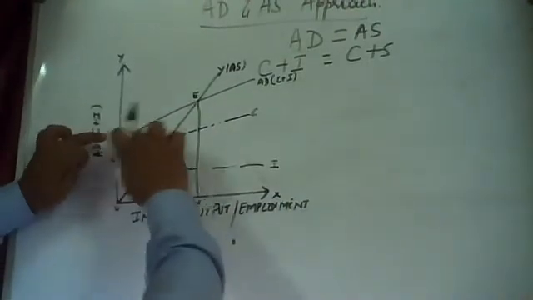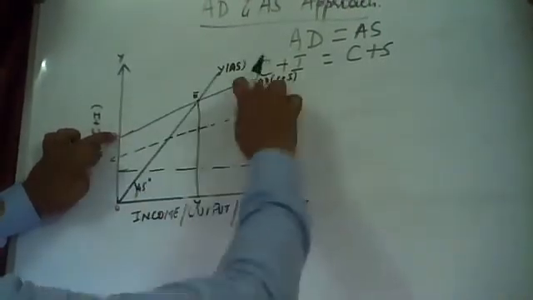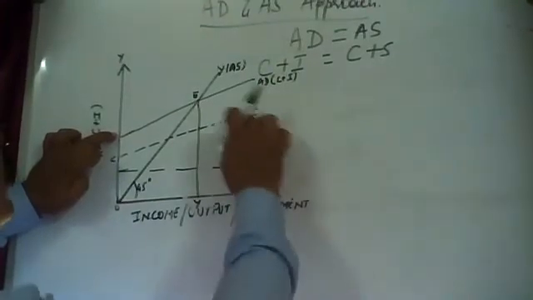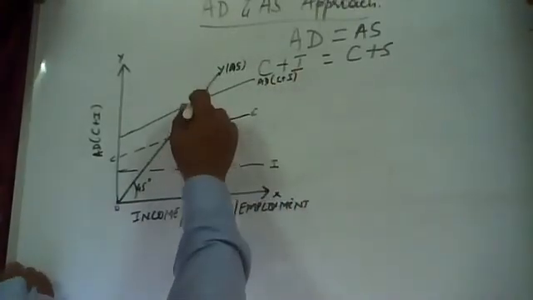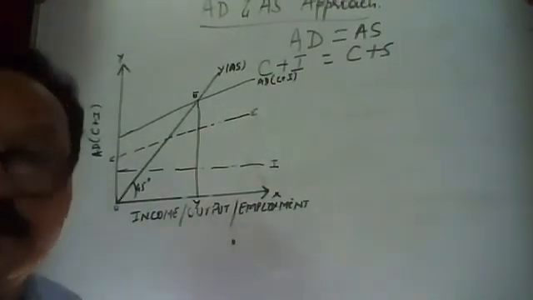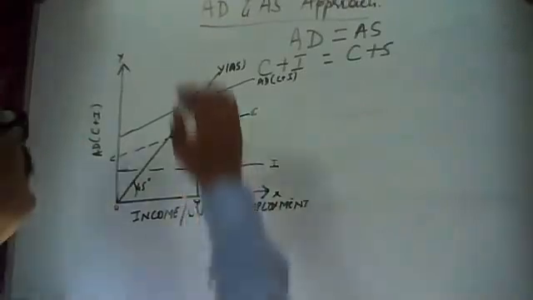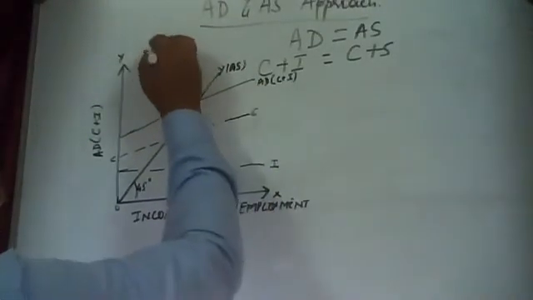And above that is the AD curve, because it is the summation of these two. AD will be much higher. The AD curve cuts this AS curve at this point E. This is the equilibrium point.